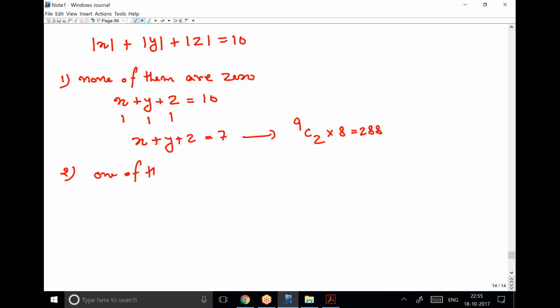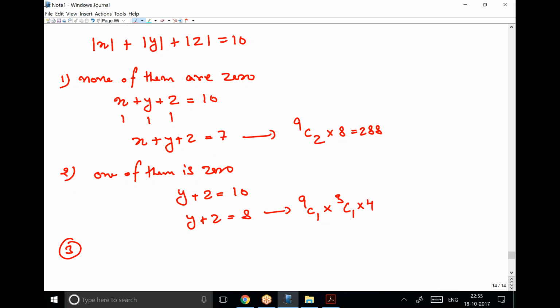Second case, when exactly one of them is 0. So when exactly one of them is 0, we can see any two of them will be equal to 10, and the other is not 0. So we can immediately say y plus z should be equal to 8 after giving 1 each. So the number of solutions in this particular scenario comes out to be 9c1. 9c1 into what we are supposed to do here, any one of them can be 0. x can be 0, y can be 0, or z can be 0. So we have to do 3c1, and plus minus only in two numbers, so into 4.